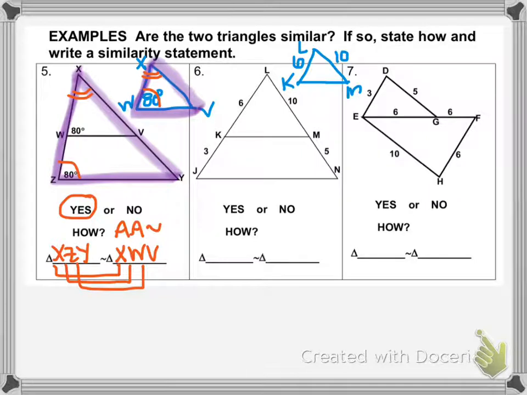So I can see, let's look at the big triangle for a second. That side, JL, has a length of 3 plus 6, which is 9. So that's how long that side is.